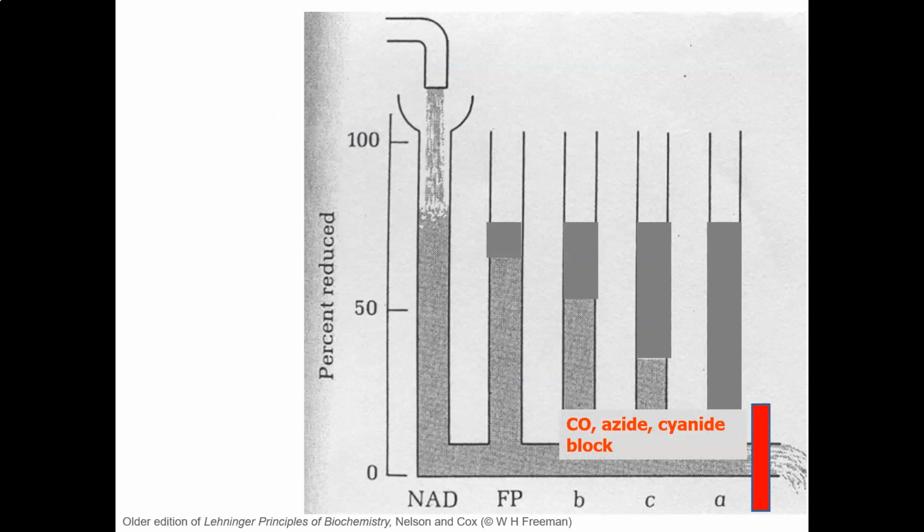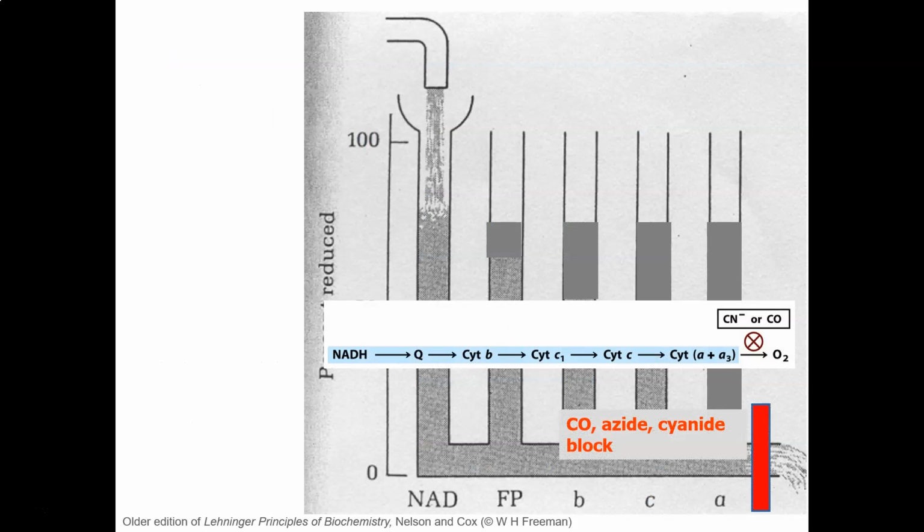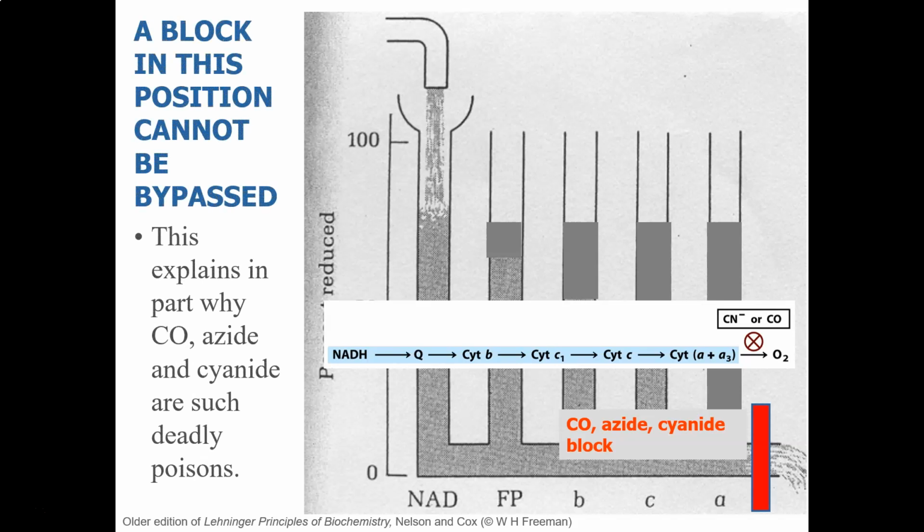That is not the case for something like cyanide or azide or carbon monoxide. Here, the block is in complex 4 and the electrons aren't passed to oxygen. So here we can't bypass the block because it's the last step. Oxygen is the final electron acceptor in electron transport, and that does explain why carbon monoxide, azide, and cyanide are such deadly poisons. These things do other things to the cell as well, but this is one of the things that they do.